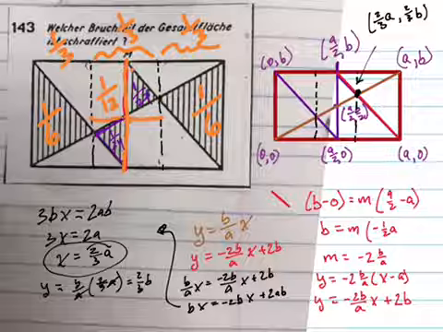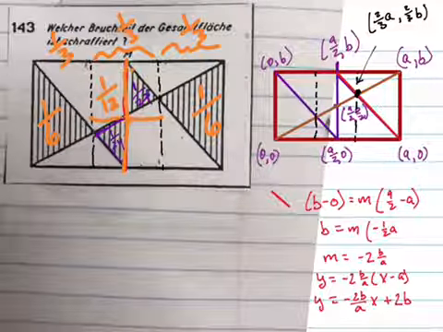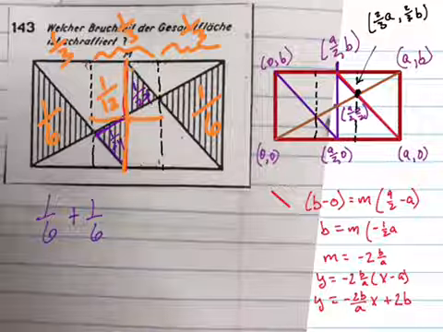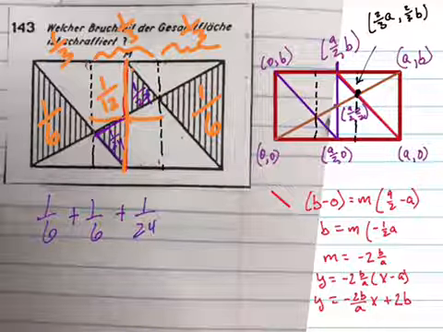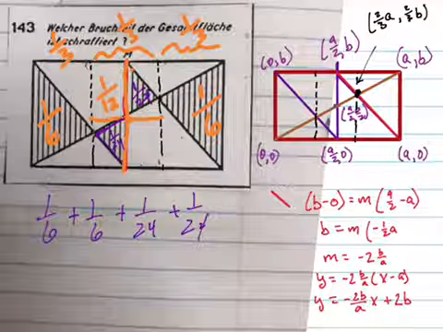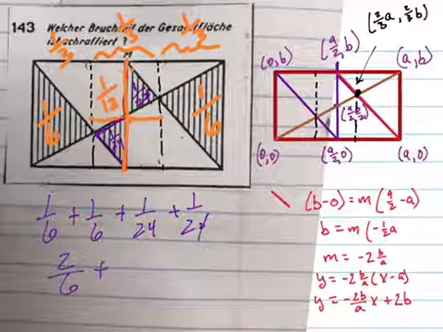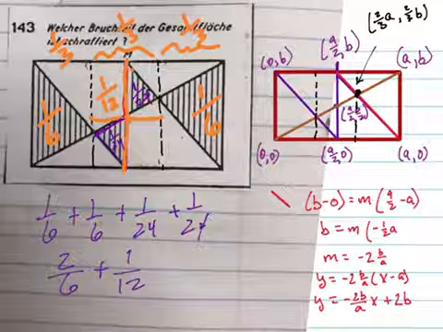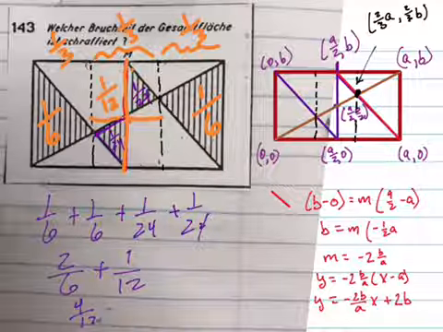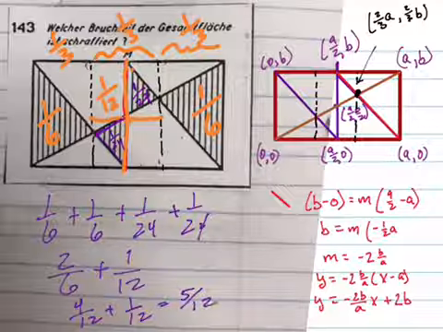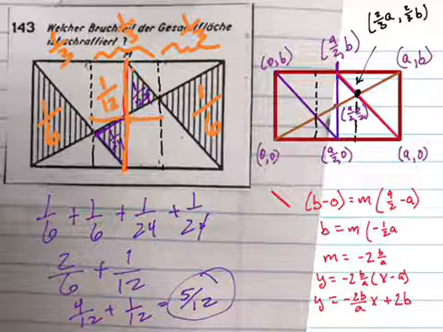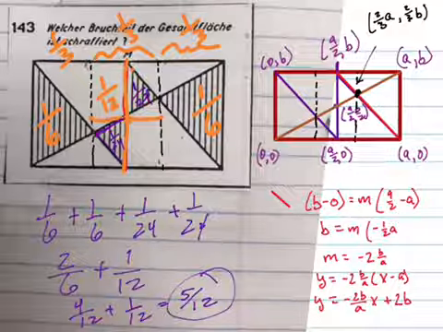So let's do the math now. Clear some space. 1/6 plus 1/6, this is the shaded region, plus 1/24 plus 1/24 is 2/6, which is 1/3, but I won't reduce it because I'll need it to be bigger anyway, plus 2/24, which is 1/12. So this is 2/6, which is really 4/12, plus 1/12 equals 5/12. And that's the shaded region: it is 5/12 of the area of the entire rectangle.